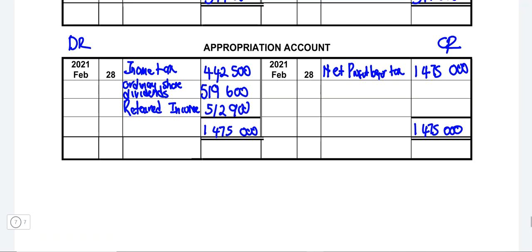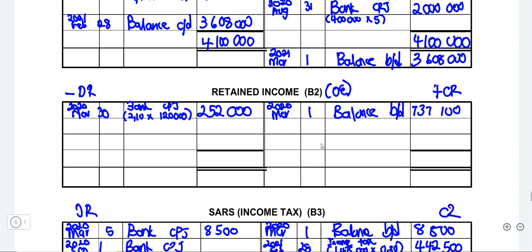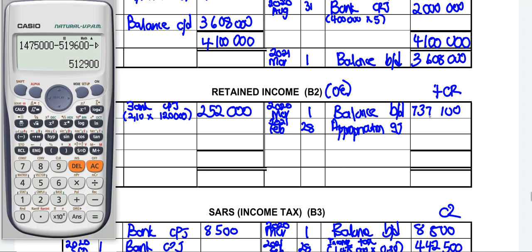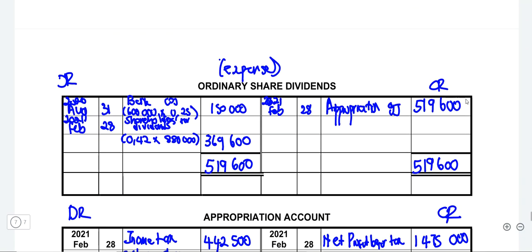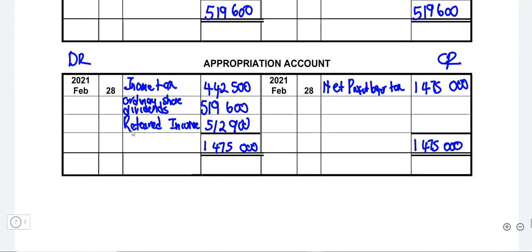So we'd have that 512,900 here, and then remember we are going to bring it on the credit side of retained income because we are keeping aside more money for this year. So we're going to come this side and say 2021 February the 28th, and then we'd have appropriation, and remember this is from the GJ, and then our amount is 512,900. So we'd have that 512,900 this side. Then we need to check between the two which side is the biggest, because you can see that our appropriation showed that our retained income new amount for this is 512,900.